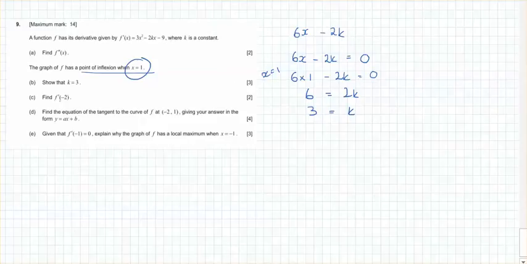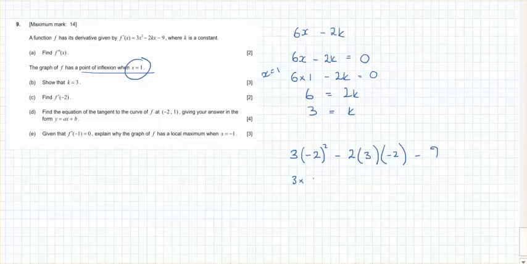Same thing we were talking about before. Find f dash of minus 2. It's all about being careful. So we just do 3 times minus 2 squared minus 2 times, well, we know k is 3 now, so 3 times minus 2, minus 9. So we put that in, and step by step, we might as well.